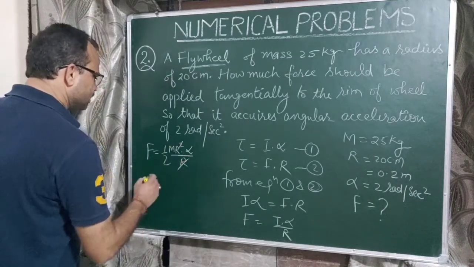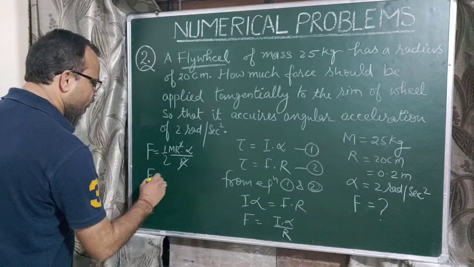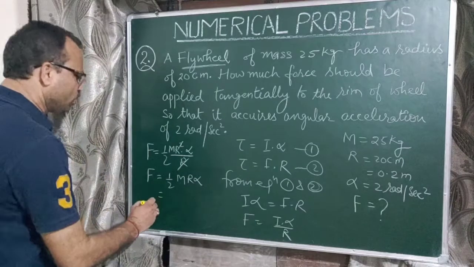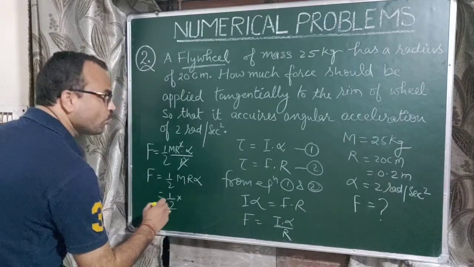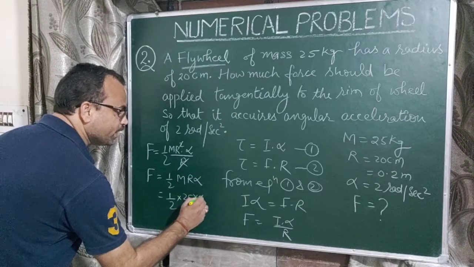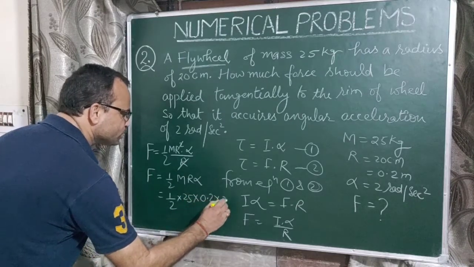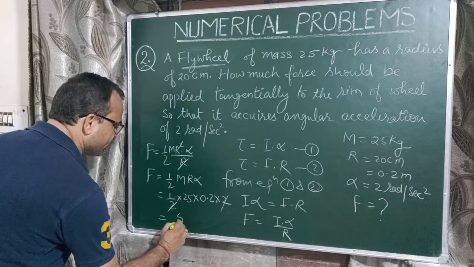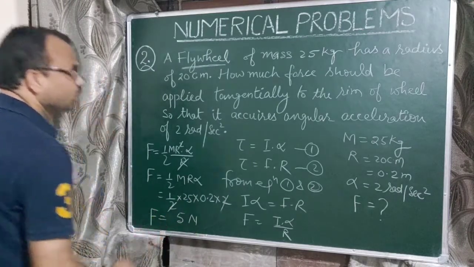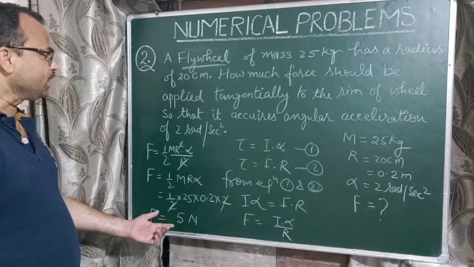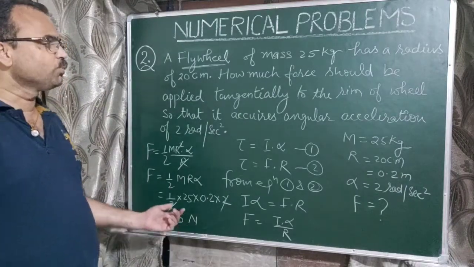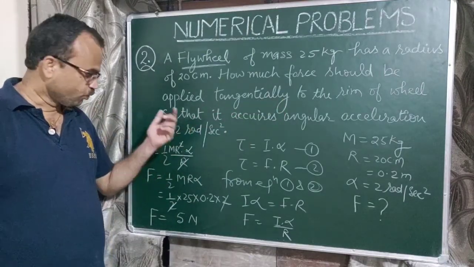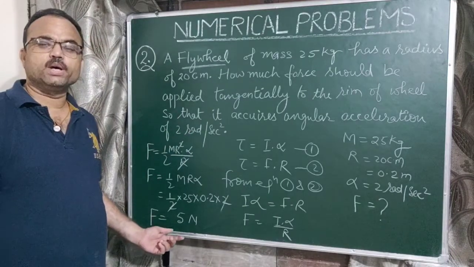This r and r cancel. Now the formula of F becomes 1 upon 2 m r alpha. Now put the values of m, r and alpha. Value of m is 25, value of r is 0.2 and value of alpha is 2. This 2 cancels. So 25 into 0.2 means 5 Newton. It means we have to apply 5 Newton of force tangentially to the rim of the wheel. Okay, so the final answer is F equal to 5 Newton.